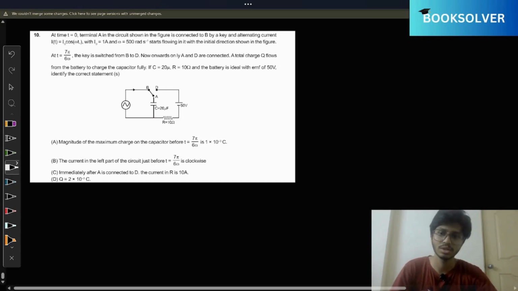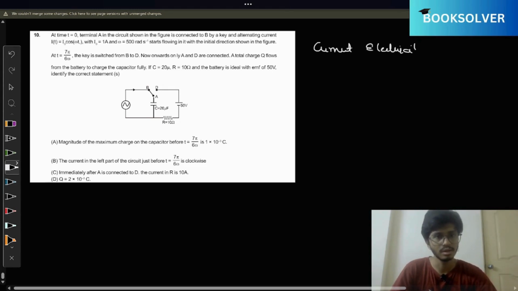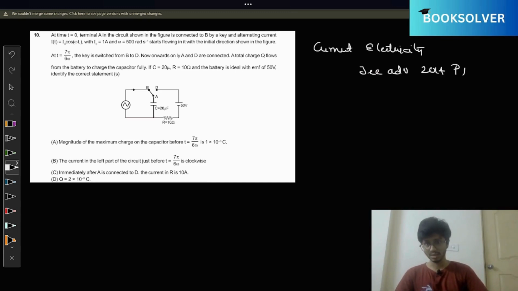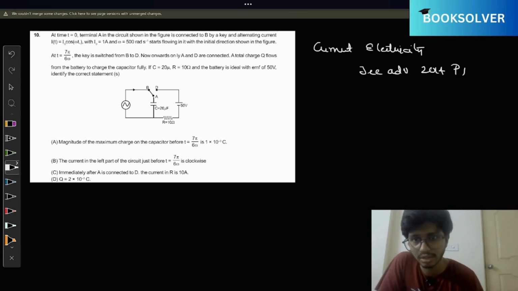Hey everyone, the given question is from the topic of current electricity. It is from JEE Advanced 2014 Paper 1. The question was like this: at time t equals 0, terminal A in the circuit shown in the figure is connected to B by a key.